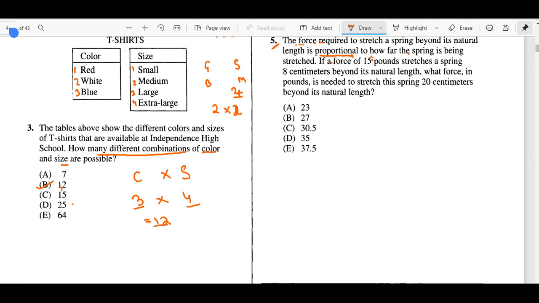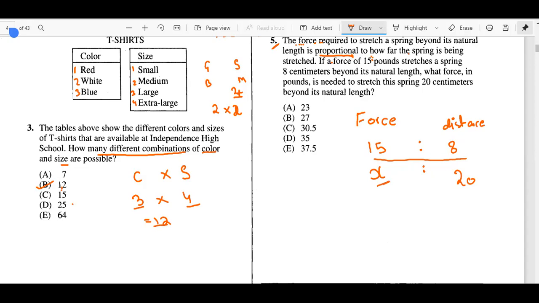So if I think of force and let's say distance here, they're saying 15 pounds stretches a spring 8 centimeters beyond its natural length. What force in pounds is needed to stretch the spring 20 centimeters beyond its natural length? So we need to find force. This is the ratio which has been given, and we need to find this x.